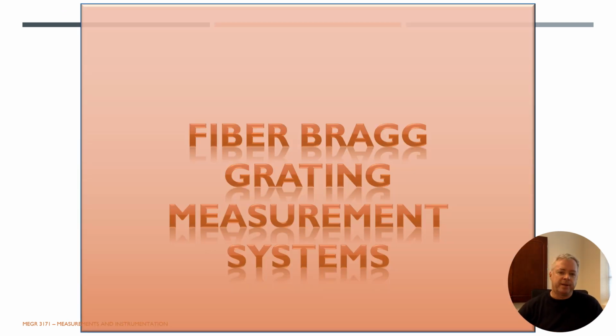Now we're going to talk about a different type of fiber optic sensor. It's a fiber Bragg grating, and these can be like what you think of as traditional gratings with ridges, or they can be grooves in a fiber. There are several different ways to do these, and we'll take a look at that now.